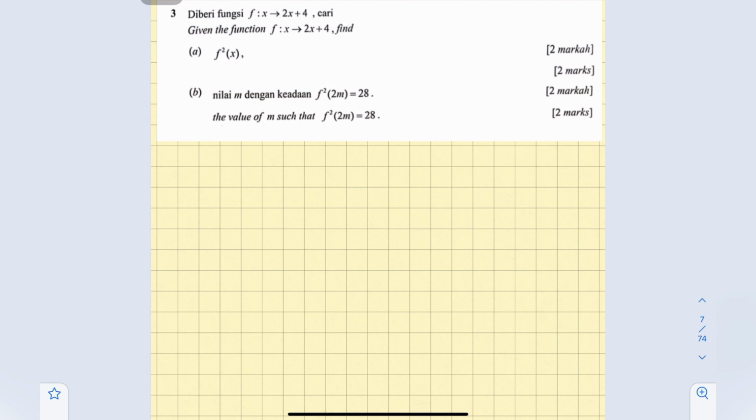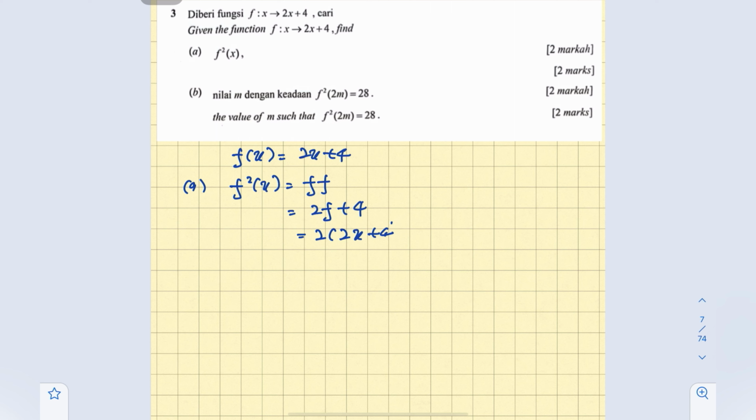Number 3, given the function f(x) equals 2x plus 4. A, find f of f(x). Given f(x) equals 2x plus 4, so f of f(x) is 2 times f(x) plus 4, and f(x) is 2x plus 4, plus 4. So we simplify, we will get 4x plus 8 plus 4. So f of f(x) equals 4x plus 12.